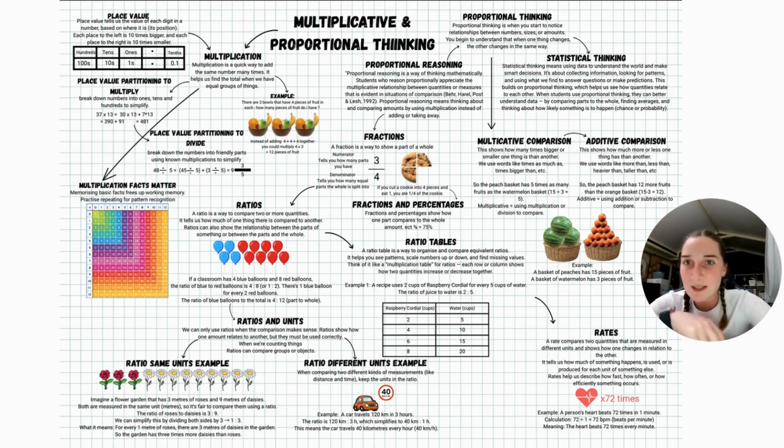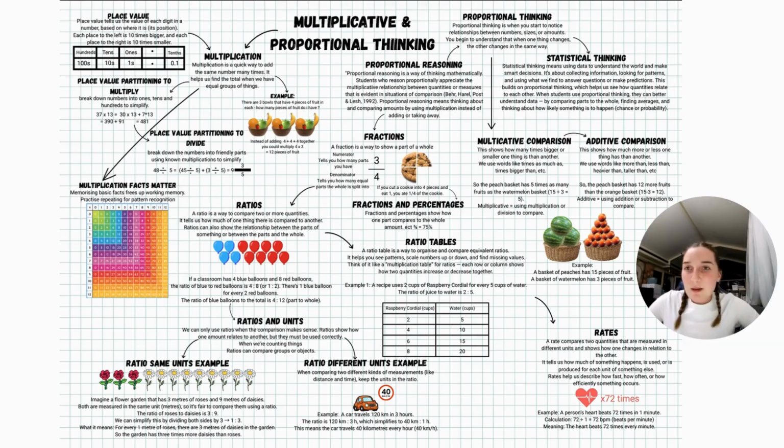A basket of peaches that has 15 pieces of fruit and a basket of watermelon that has 3 pieces of fruit. An additive comparison of this shows you how much more or less one thing has than the other. So additive uses addition and subtraction to compare. So the peach basket has 12 pieces of fruit more than the watermelon basket, because 15 take away 3 is equal to 12.